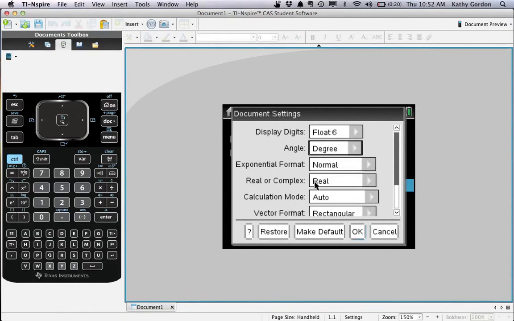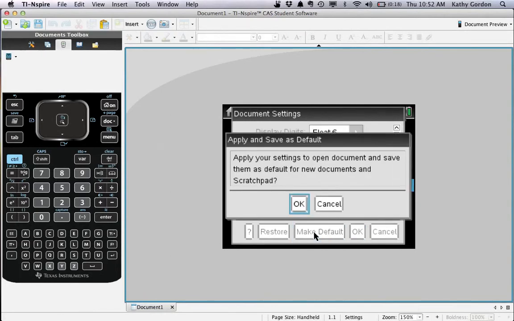Once you do this, what I recommend is that you click on Make Default, because then it will change your calculator for good. It's not just for that one problem. It'll change it for all the problems you're going to do. So click on Make Default. It's going to ask you if you really want to do this. Yes.